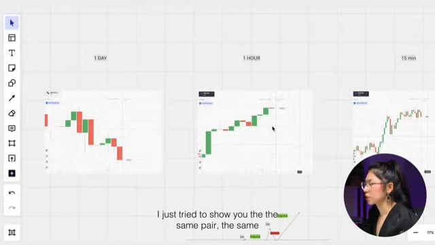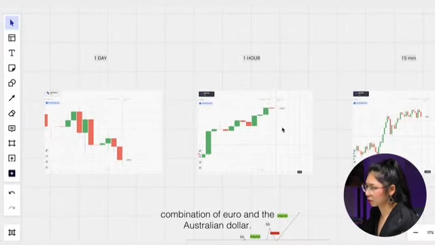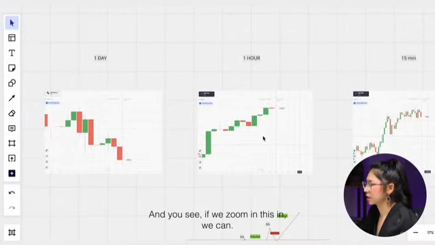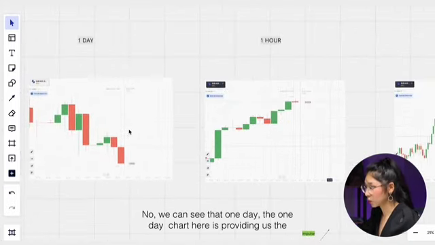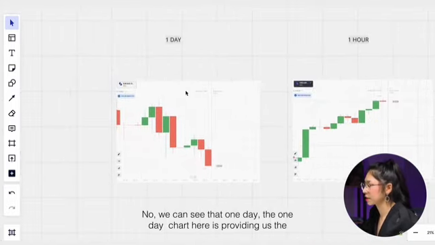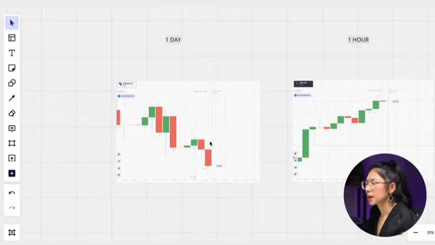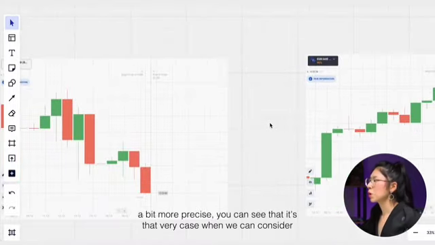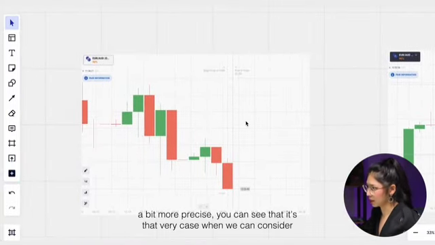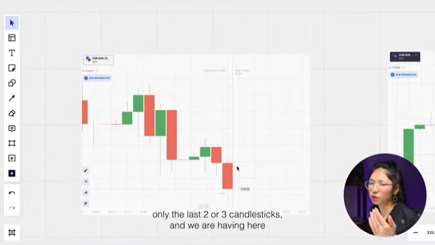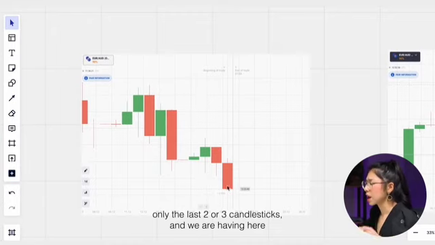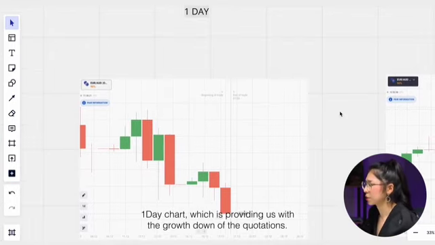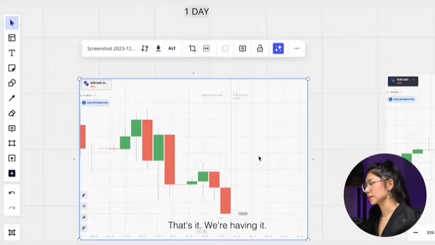I just tried to show you the same pair, the same combination of euro and Australian dollar, and you see if we zoom in this, we can see that one day chart here is providing us the graph down of the quotations. If we're moving here and deciding to consider it to be a bit more precise, you can see that it's very case when we consider only the last 2 or 3 candlesticks, and we're having here one day chart which is providing us with the graph down of the quotations, and that's it.